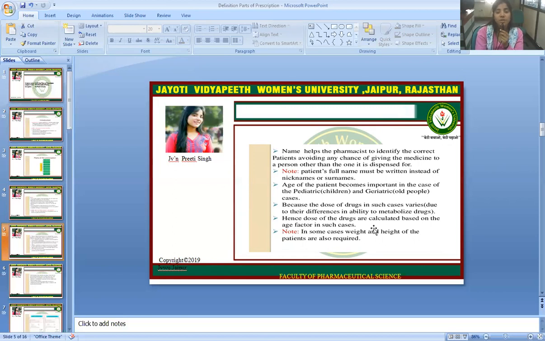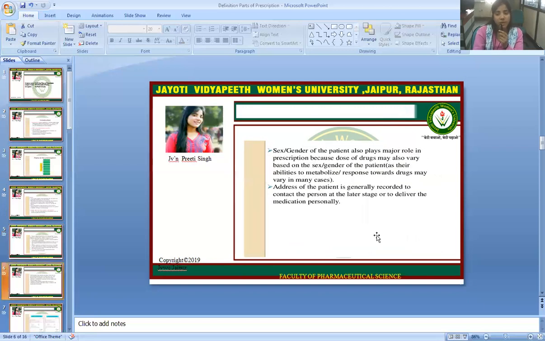Age of the patient becomes important in the case of pediatric children and geriatric old people, because the dose of drug in such cases varies due to differences in ability to metabolize the drug. Hence, the dose of the drug is calculated based on the age factor in such cases. Note: in some cases, weight and height of the patient are also required.